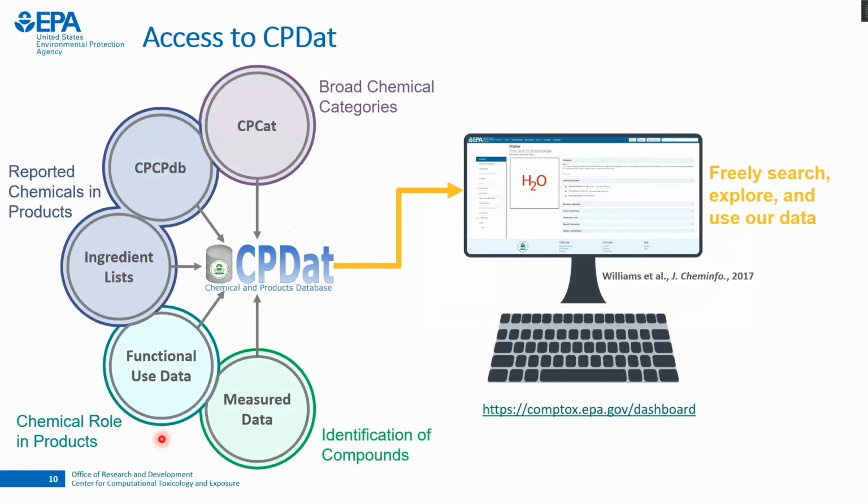Just as a little bit of reiteration, we have broad chemical categories. We have pretty general or pretty well-defined roles of chemicals in products. We have information about weight fraction, as well as chemicals that we've identified. And we make all this publicly available through the dashboard.